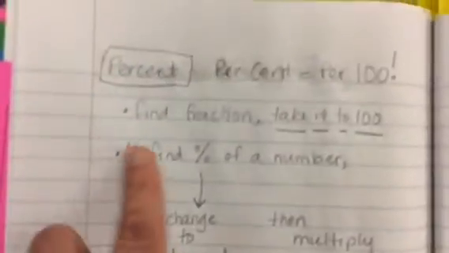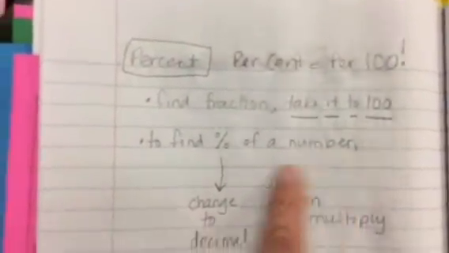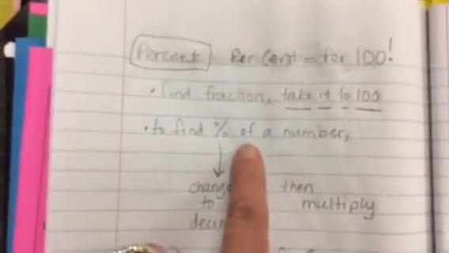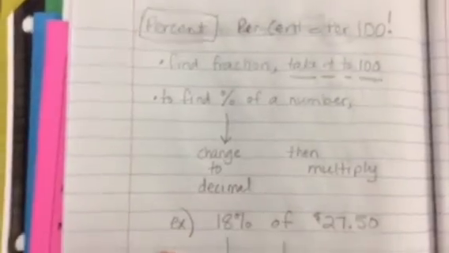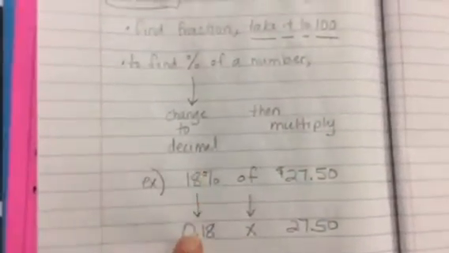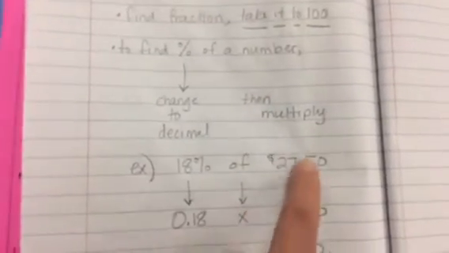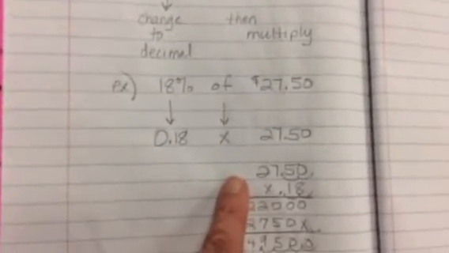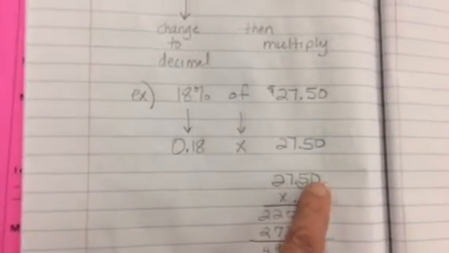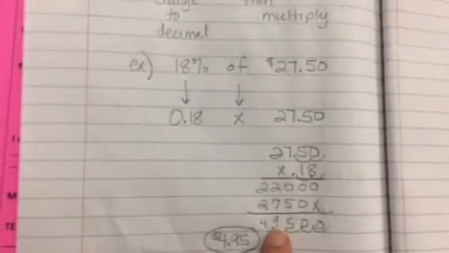To find the percent of a number, remember, change it to a decimal, then multiply. Of means multiply. So if I have, this was the question you had, 18% of 2750. Change it to decimal, multiply this. I saw a lot of you are rusty on your multiplication of decimals. Remember, you add your decimal places for your final answer. That final answer was 495.